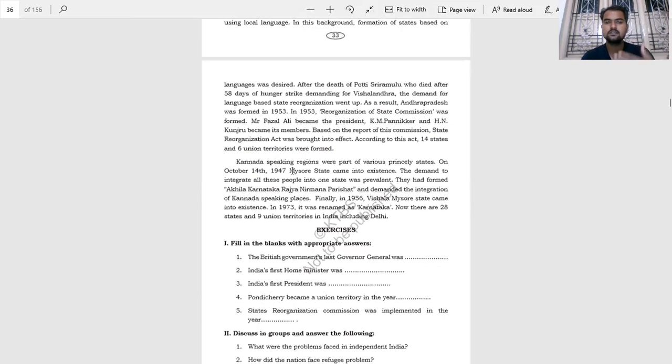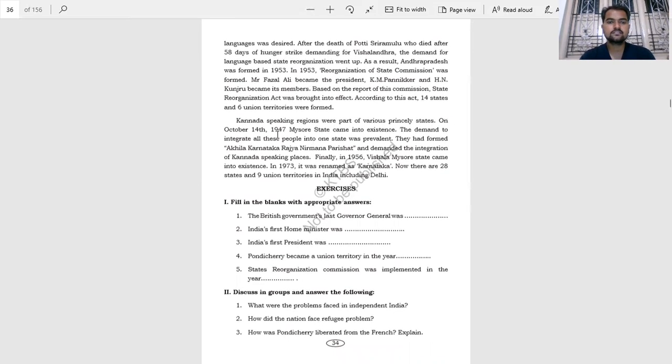Like that, the Kannada speaking people were made a separate region on October 14, 1947, as the Mysuru state. And the demand to integrate all the people into one state prevailed. There were a few people left in the other bordering areas. We merged all those villages, and that became Vishala Mysuru, which was born in 1956. Later, Vishala Mysuru state was renamed Karnataka in 1973. Karunadu, the land of black soil.